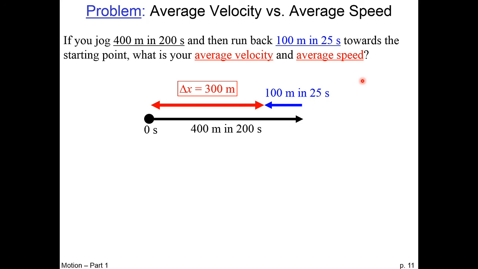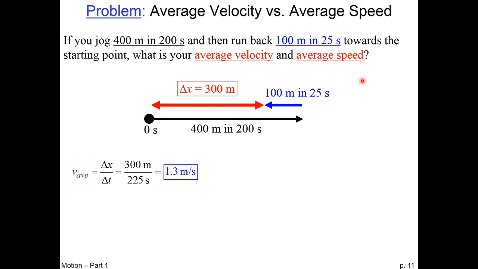But we want to ask the question, what is the average velocity for the full run? So to do that, we divide the total displacement by the time. So we ran 400 meters to the right, and then minus 100 meters, so to the left. So the total displacement is 300 meters. And then we divide that by 225 seconds, which is the total time, 200 seconds plus 25 seconds. So that gives us 1.3 meters per second. So the net displacement was 300 meters to the right, and we did it in 225 seconds, so the average velocity is less than the speed.